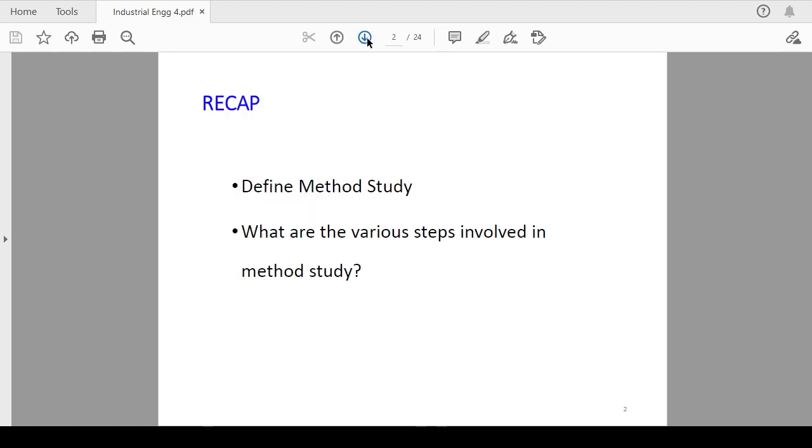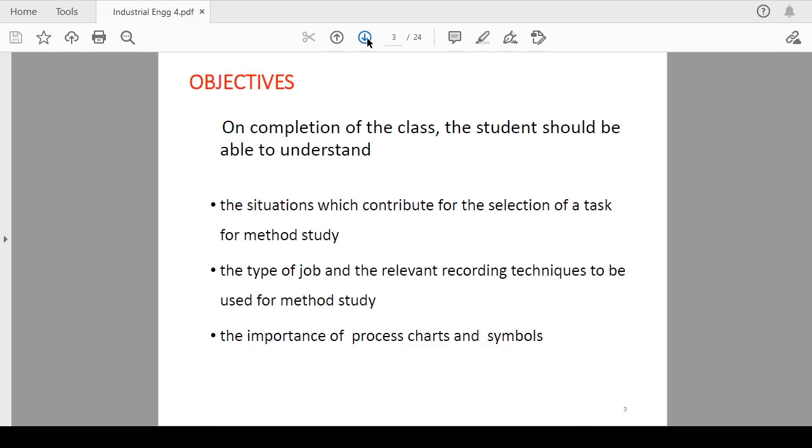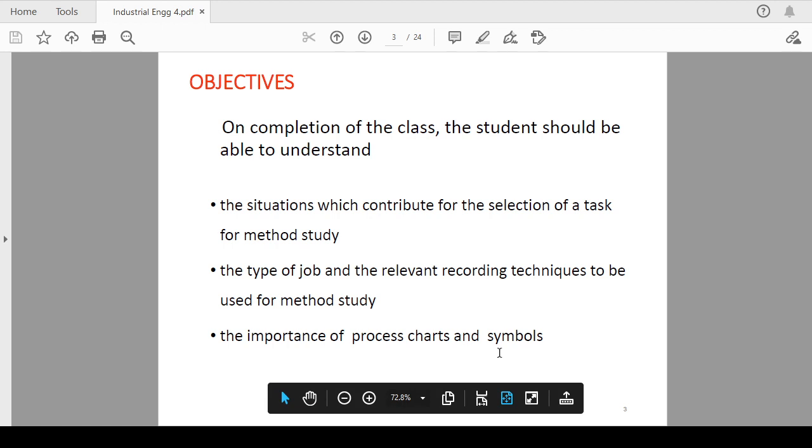In the previous sessions we have studied how to define method study and what the various steps involved in method study are. Today we are going to see what the different situations are which contribute to the selection of a task for method study, what the types of job and the relevant recording techniques to be used for method study are, and what the importance of the process chart and symbols is. That we will see in this talk.